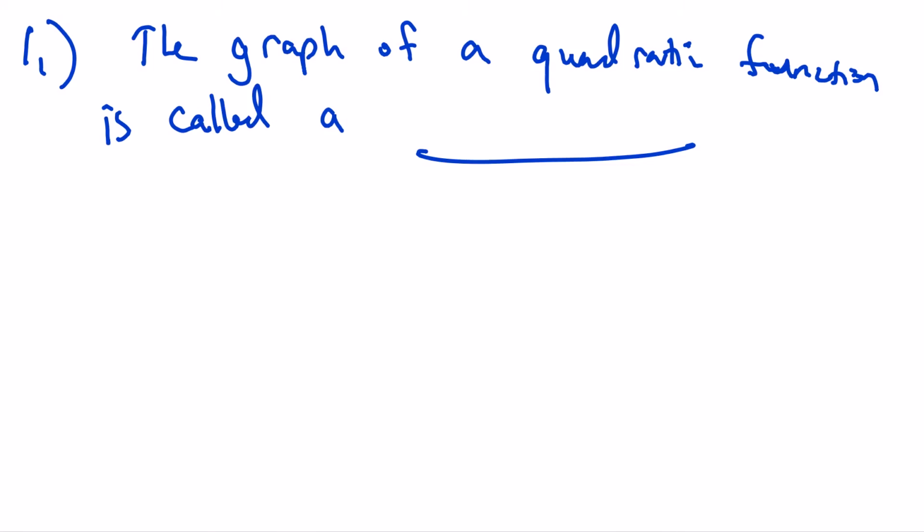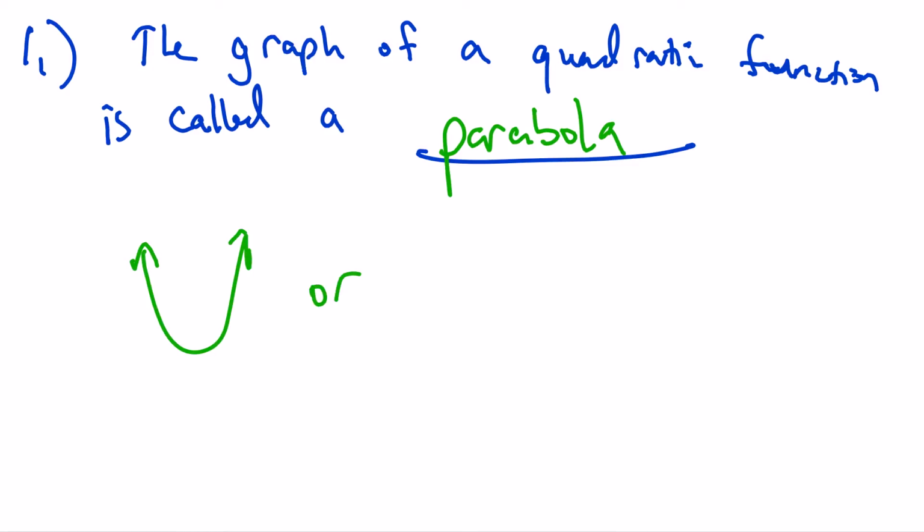The graph of a quadratic function is called a parabola. Remember, that just means it's either a U or it could be an upside down U. So if you ever see something else on one of these problems, if you don't see a U or an upside down U, you messed up.